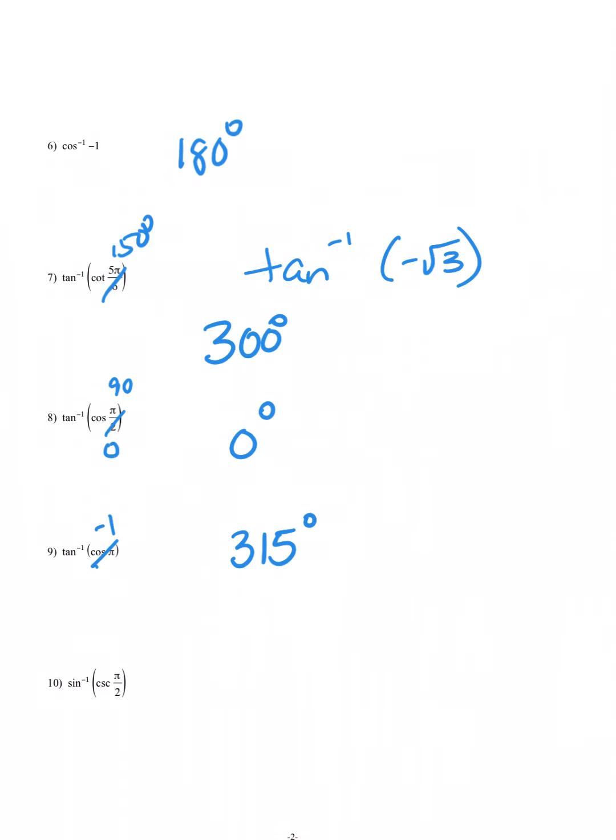Pi over 2 is 90 degrees, so what is the cosecant of 90? Well, the cosecant is the reciprocal of sine. The sine of 90 is 1. The reciprocal of 1 is 1. So who has a sine of 1? And that would be 90 degrees.